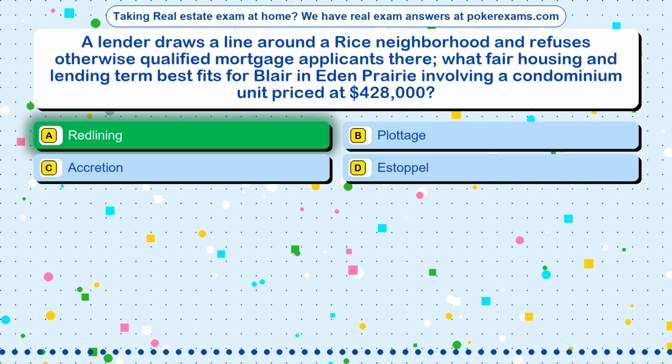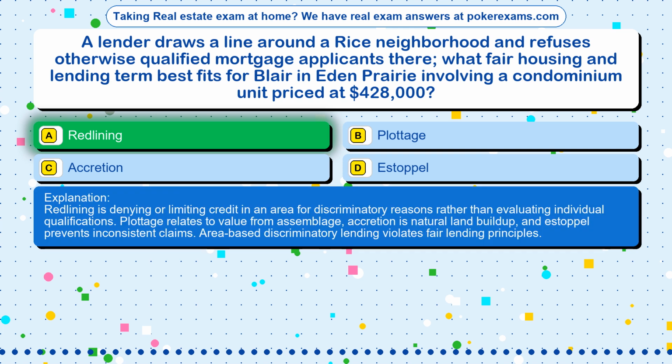The correct answer is option A, redlining. Redlining is denying or limiting credit in an area for discriminatory reasons rather than evaluating individual qualifications. Plottage relates to value from assemblage, accretion is natural land buildup, and estoppel prevents inconsistent claims. Area-based discriminatory lending violates fair lending principles.